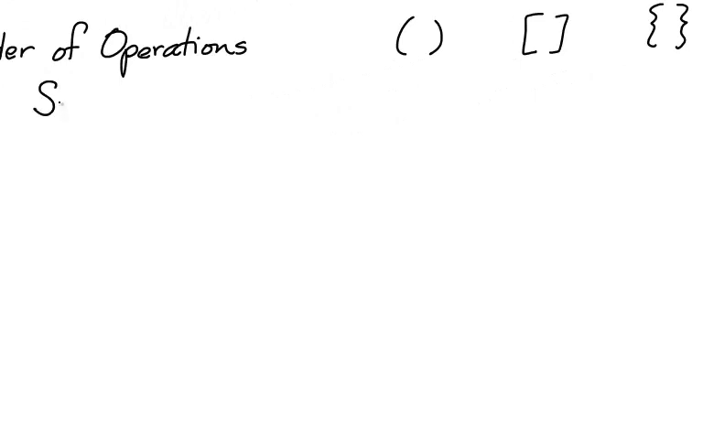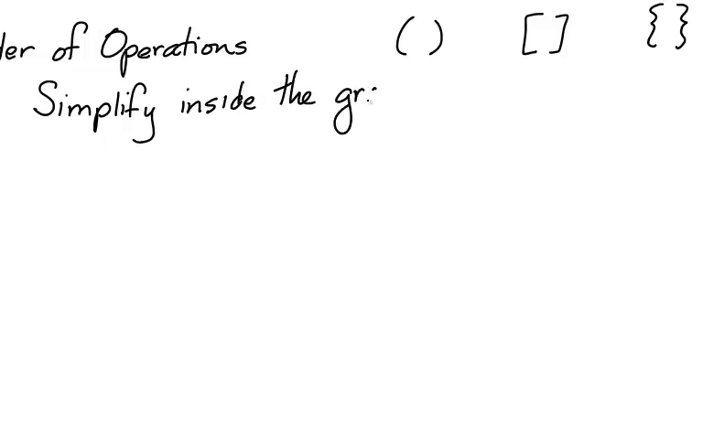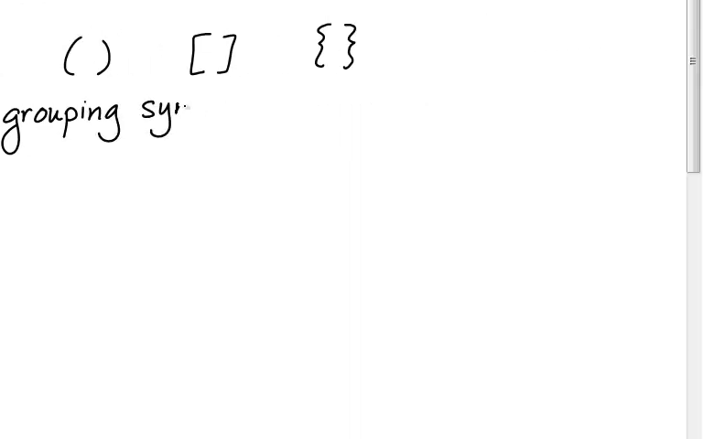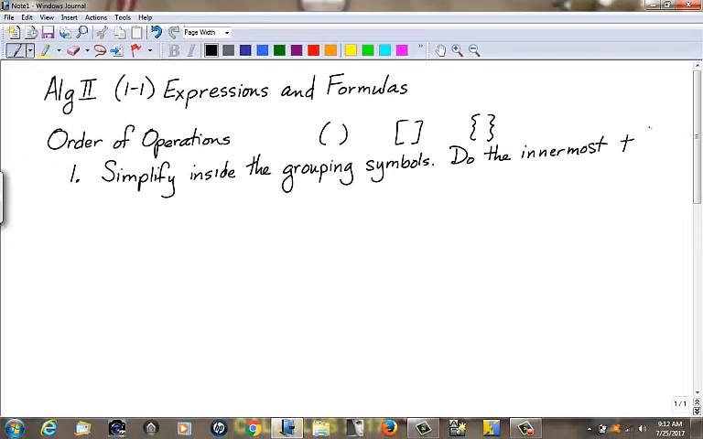Okay, the first step in simplifying an expression is to simplify inside the grouping symbols. The grouping symbols are the parentheses, the brackets, and the braces. Simplify inside the grouping symbols and do the innermost group first. Simplify the innermost group first.